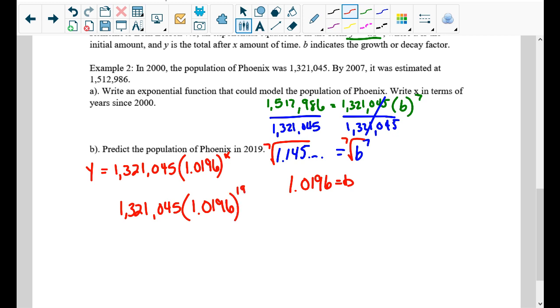To the 19th power. We can plug that into our calculator, and we get 1,910,220. Again, we're talking about people, so round it off to the nearest person. Always round people down, okay? Don't ever round people up, but always round them down. So that is our application problem there.